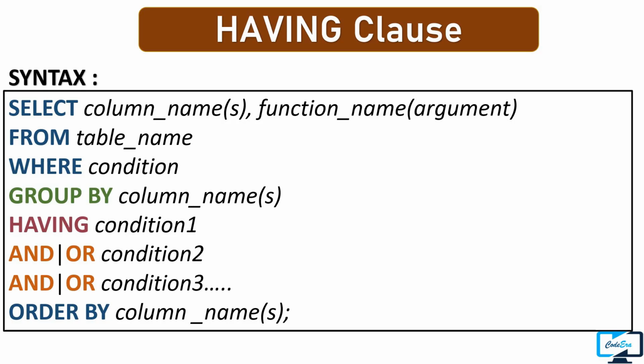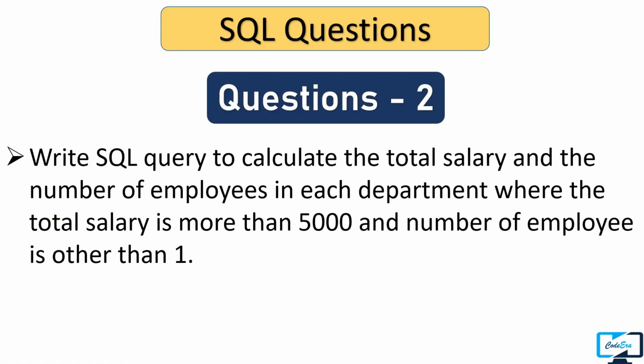So this is the syntax to use having clause with multiple condition. So with having clause, we can specify multiple conditions which are separated by AND or OR operators. So with the help of these operators, we can specify n number of conditions with having clause as per our need. And the rest of the query will be same as before. So now let's solve a question based on multiple condition.